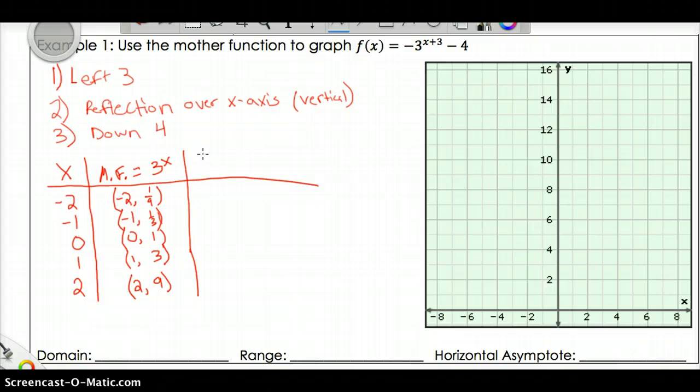And it's in this last column that I'm going to come up with the equation I'm going to use to move these key points so that they're now at the graph of negative 3 to the x plus 3 minus 4, so that they include these 3 transformations. So I'm going to write an x and a y. Left 3, I know that's going to affect my x coordinate, so I've got x minus 3. A reflection over the x-axis, that's vertical, so that's going to affect my y, so I'm going to put a negative in front of the y. And finally, my whole function needs to go down 4. So I'm going to subtract 4 from y. And that gives me the function that we'll use to move these key points.